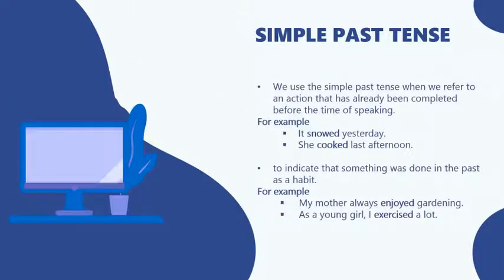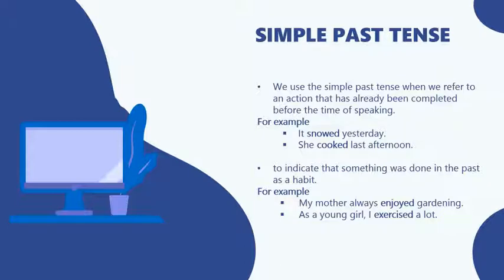Simple past tense. We use the simple past tense when we refer to an action that has already been completed before the time of speaking. For example, it snowed yesterday. She cooked last afternoon.